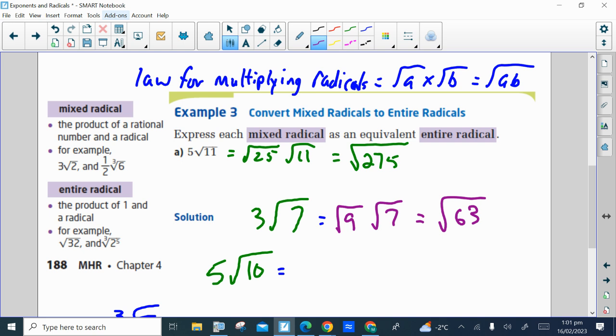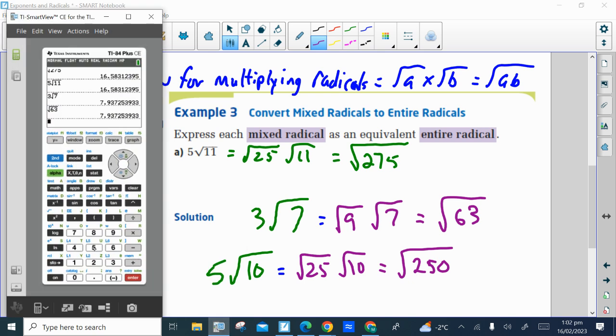The next one, 5 root 10. Again, we need to express 5 as a radical, which we did above for question A. 5 is the same as root 25 times root 10. Again, the root of 25 is 5. They are the same value. But in this case, because we've written them both as radicals, it now allows us to multiply them together, and the answer stays a radical. So 5 root 10 should be equivalent to root 250.